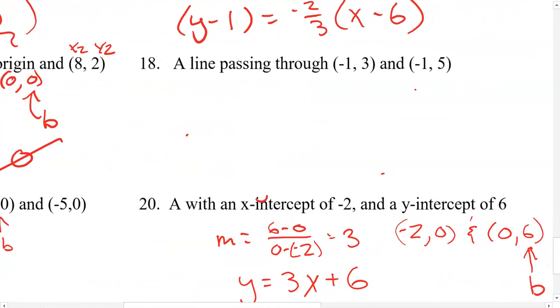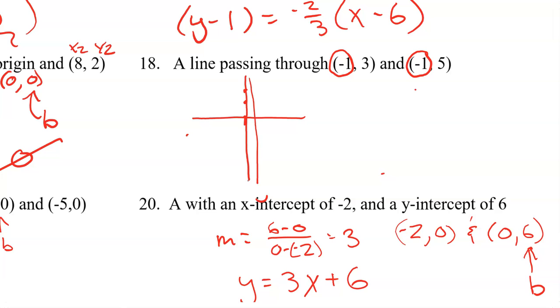A line passing through the points -1, 3 and -1, 5. Here I see that I have the same x value. So that means if I plotted this, I would have -1, 3 and -1, 5. That would be a vertical line passing through the point x equals -1. So we can actually just jump right to the solution, x equals -1.